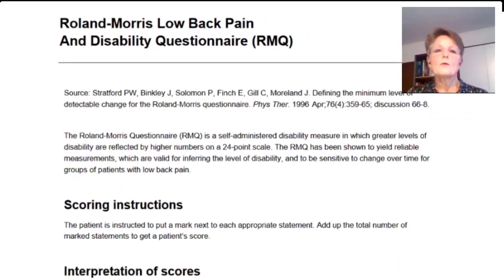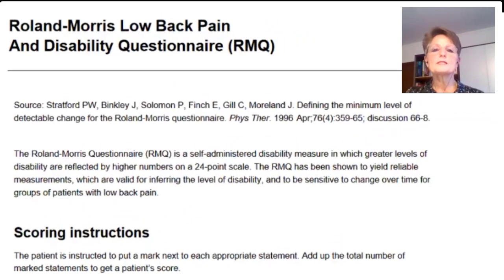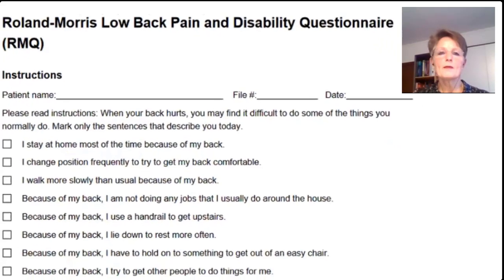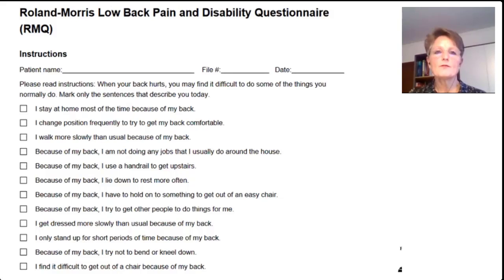Looking into Roland Morris, what does it tell us and how do we use it? Roland Morris is a scoring system. It's a questionnaire including 24 questions, and all questions ask, do you have or can you do this and that? And all the questions are answered as yes or no. And the scores are combined in a score from 0 to 24.